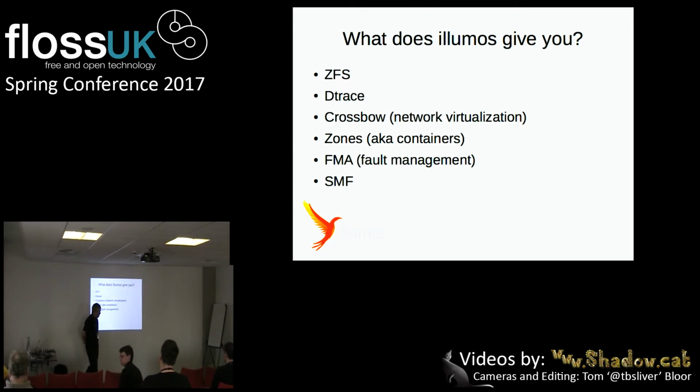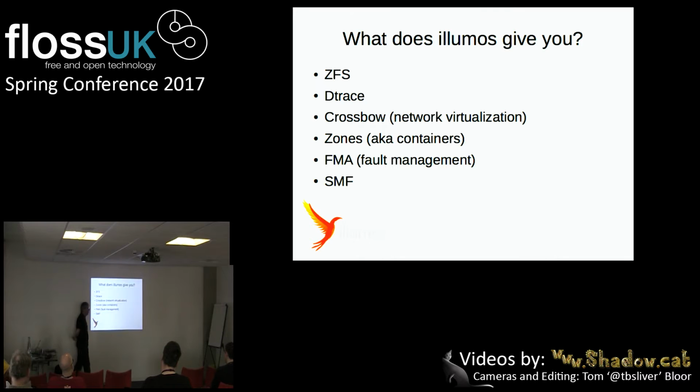And Illumos comes from Solaris via OpenSolaris, and it gives you all the goodies that you got with Solaris. ZFS, which is also available in other operating systems. DTrace, which is available in some other operating systems. Zones, or containers, or something that Docker has popularized.